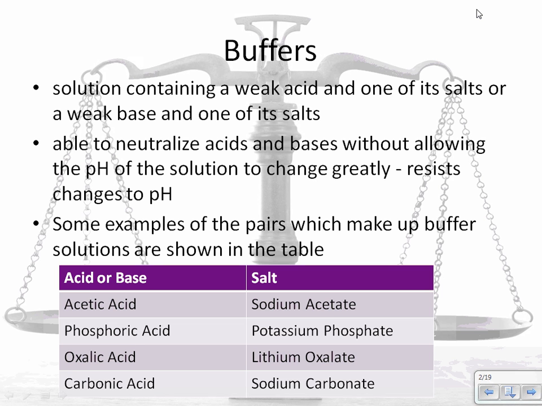So you can add acid and the pH might go down a bit, but not much. Or you can add base and the pH might rise a little bit, but again, not by much. So here are some examples of the pairs which make up buffer solutions. They're shown in the table.